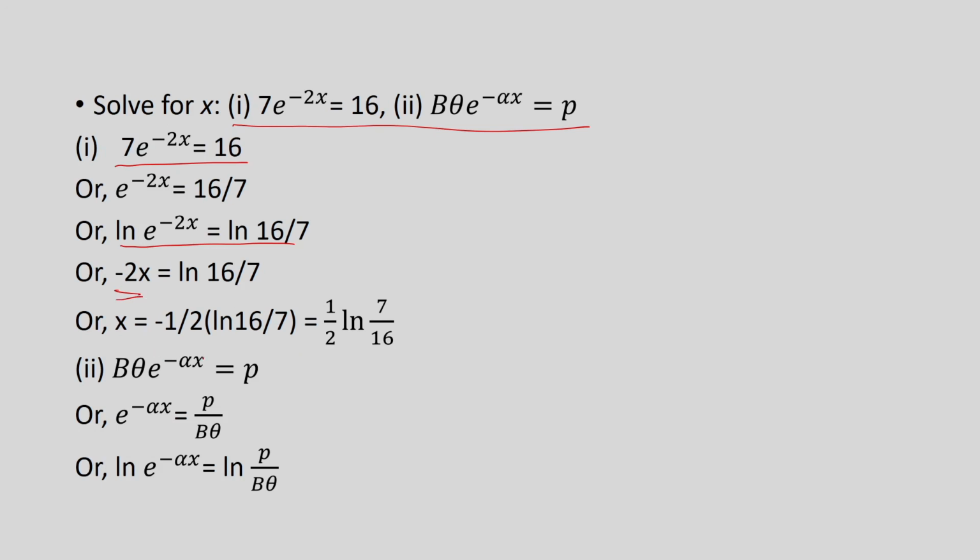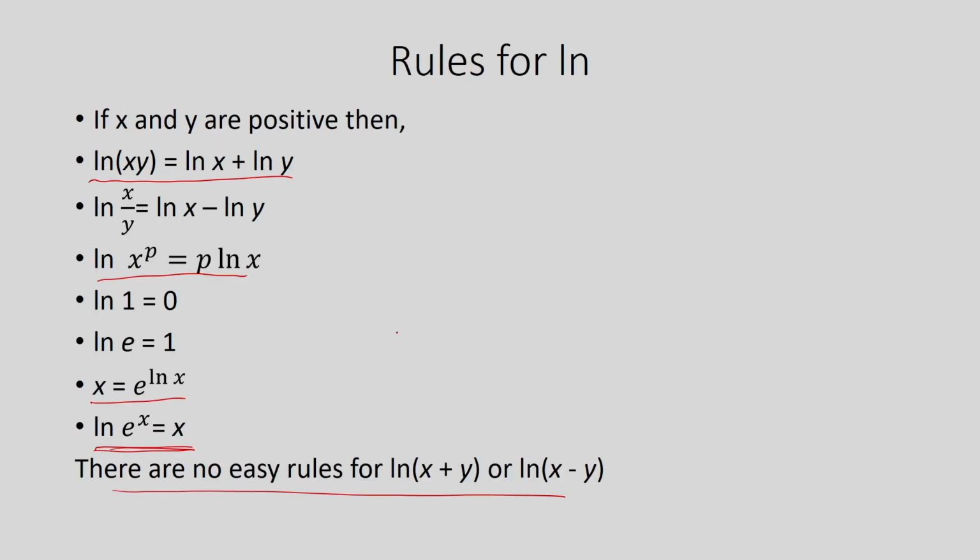So, therefore, x is equal to minus 1 divided by 2 multiplied by log of 16 divided by 7, and this turns out to be half of log of 7 divided by 16. So, I just have the reciprocal of 16 divided by 7, and it becomes 7 divided by 16. And why is this so? Because I have used the quotient rule.